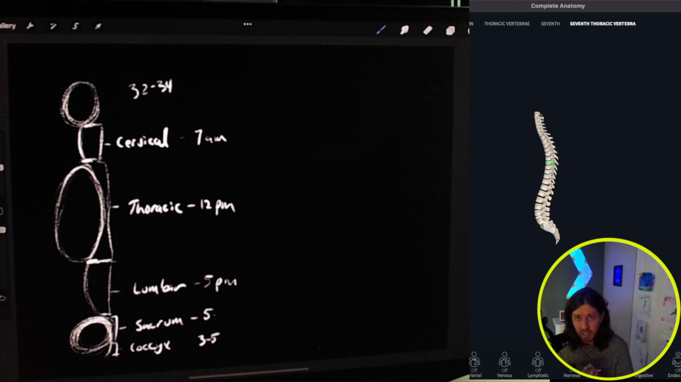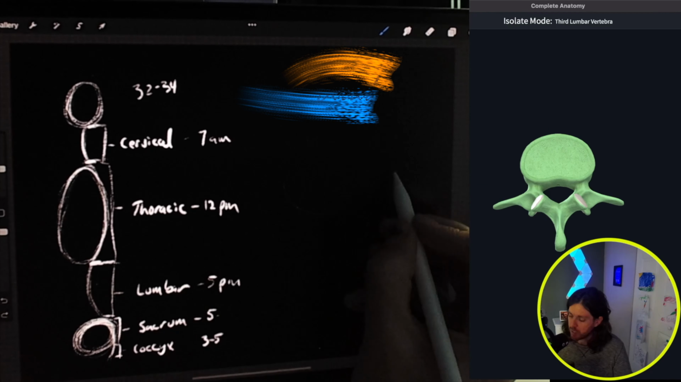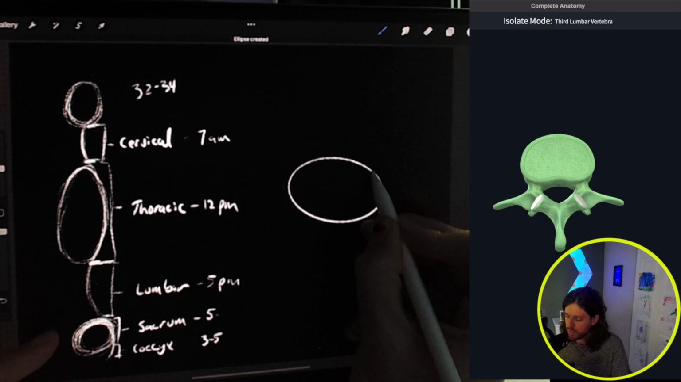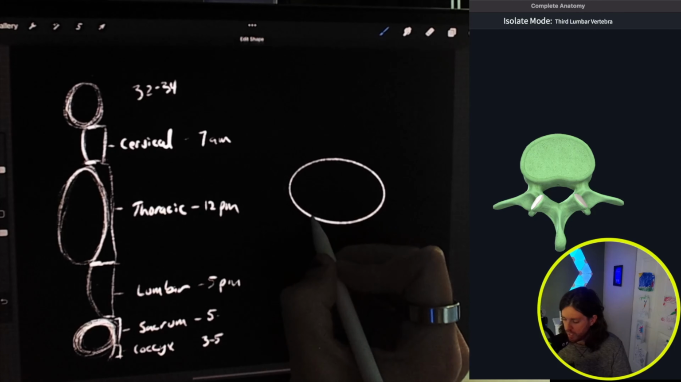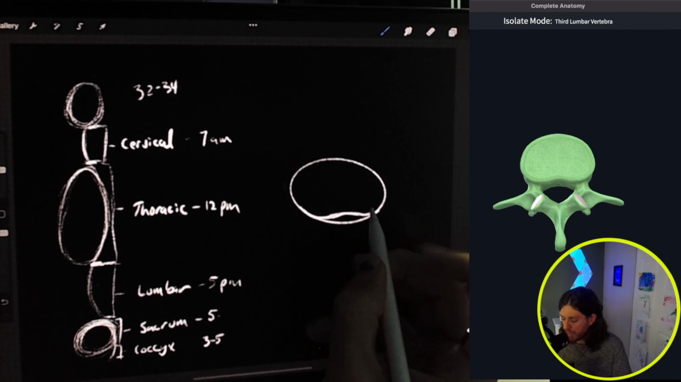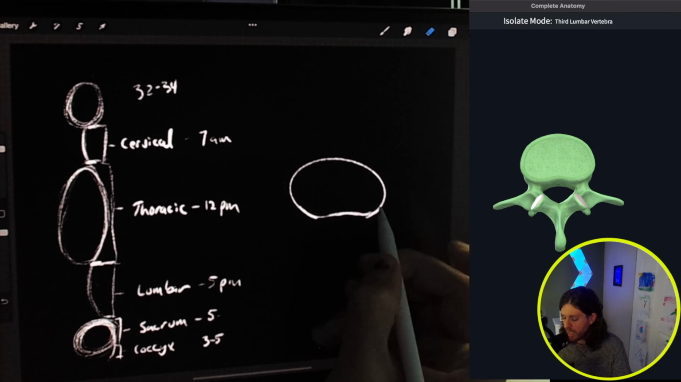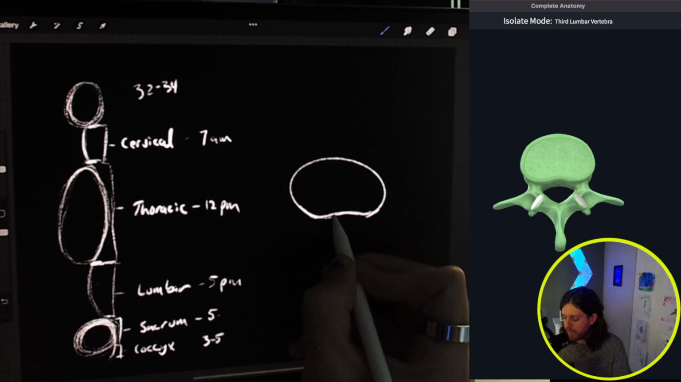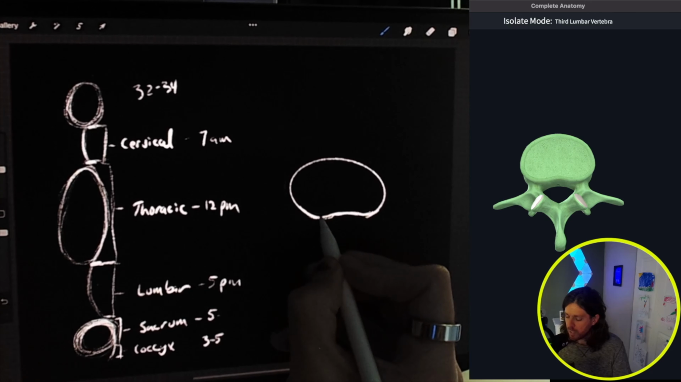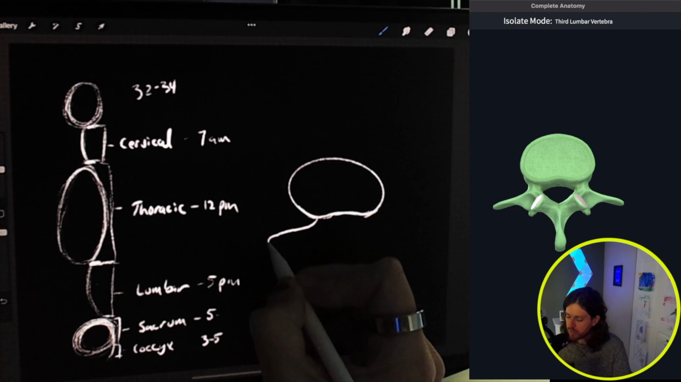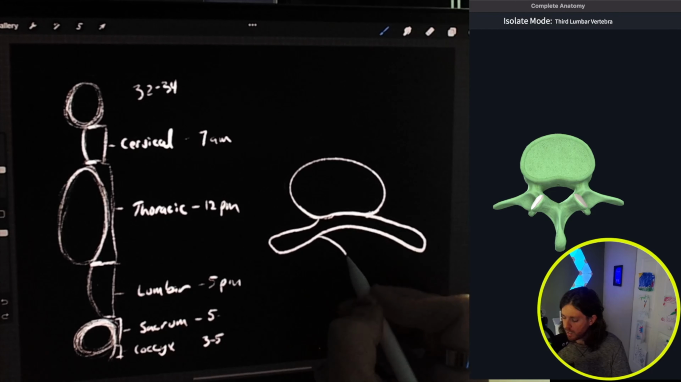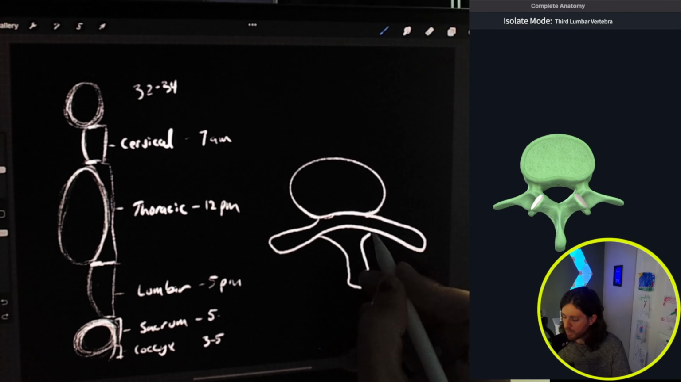So let's take a look at how the vertebrae look here. I'm going to take the lumbar because they're one of the biggest, and I'm going to start with an oval shape, and it kind of dips in here like a bean type of shape. And then we have some spikes or processes that stick out that hold the muscles and the ligaments. So we have one on the left, and then we also have one on the right. And then we have one on the back portion here.